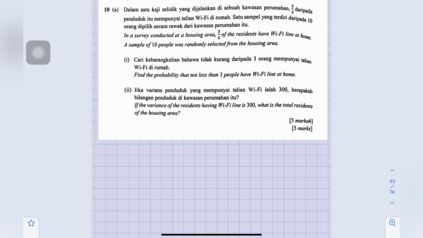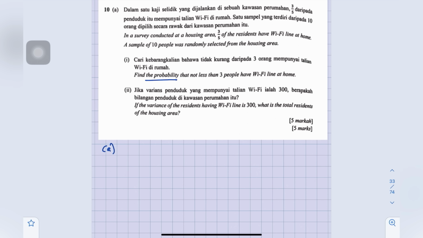10A, in a survey conducted at the housing area, 3/5 of the residents have Wi-Fi line at home. A sample of 10 people was randomly selected from the housing area. Roman 1, find the probability that not less than 3 people have Wi-Fi line at home. Okay, so this one we are going to find the probability.